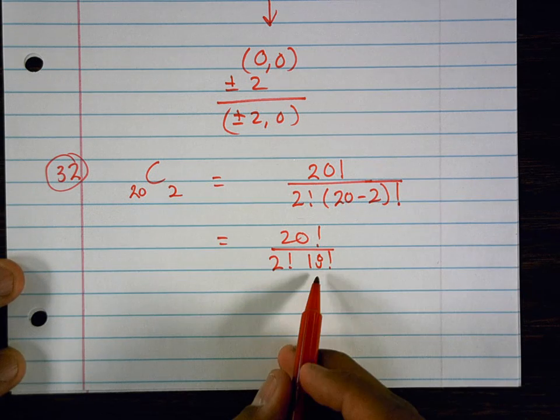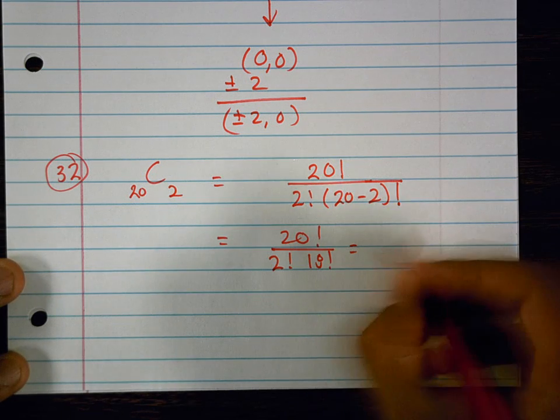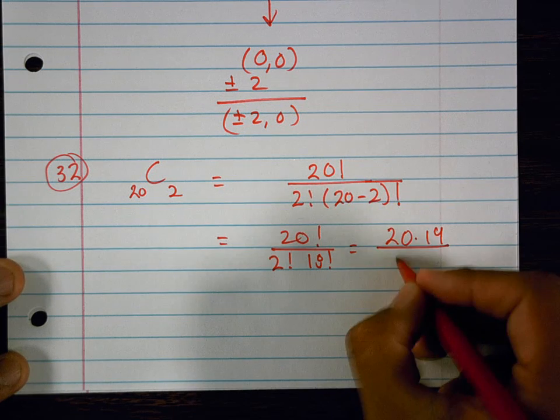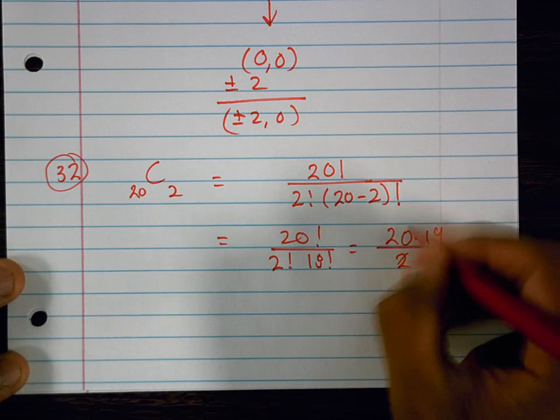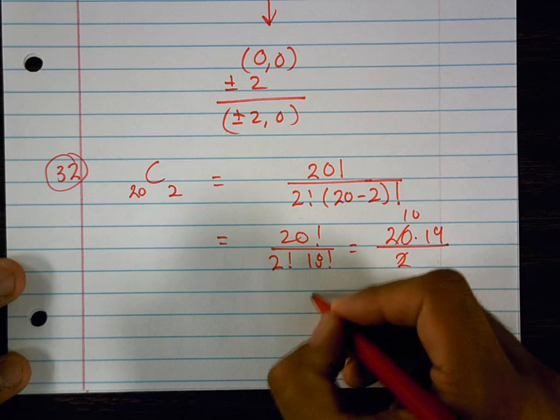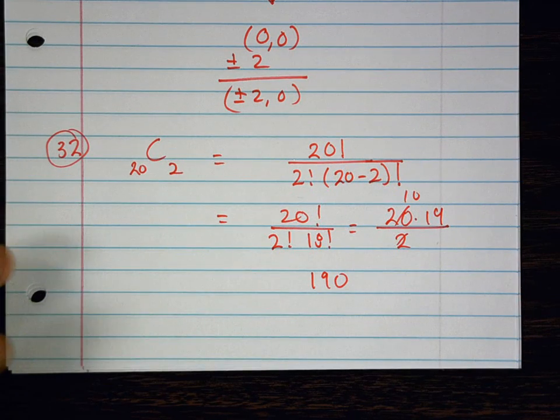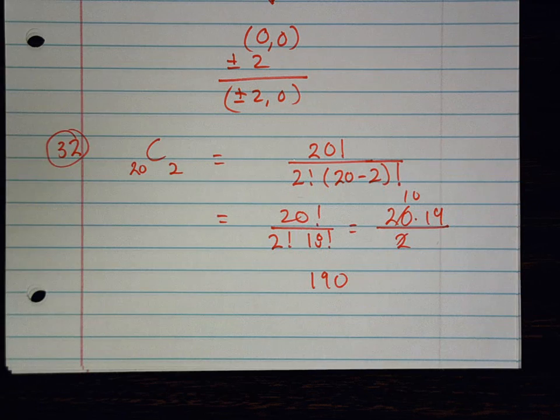Okay, so we simplify from 18 down. So we're looking at 20 times 19 all over 2. Leaves us with a 10 right here, and that leaves us with 190 different possibilities. Okay, that's how many different combinations you could have of team captains.